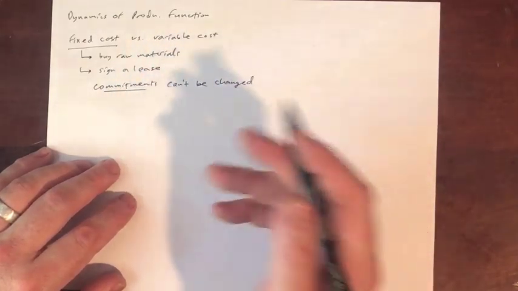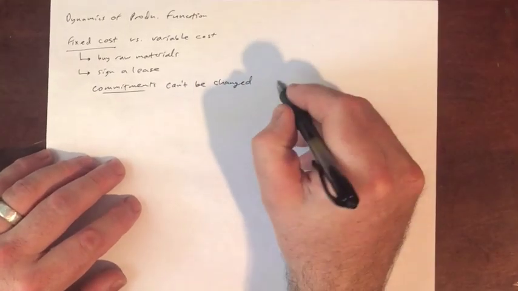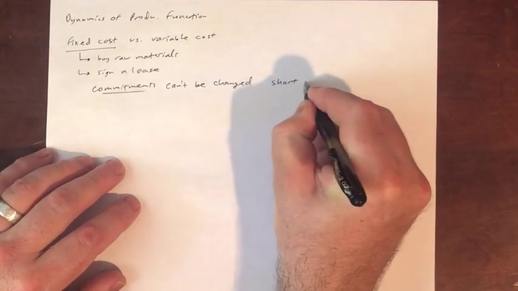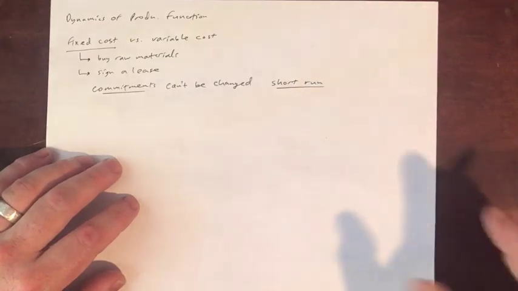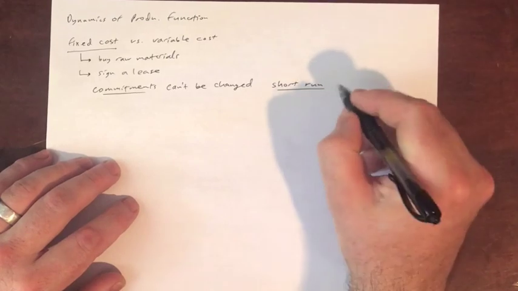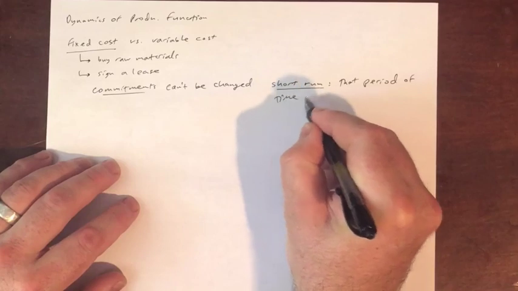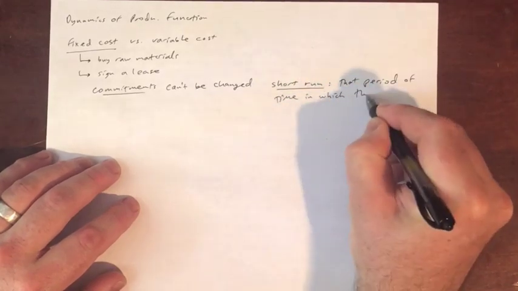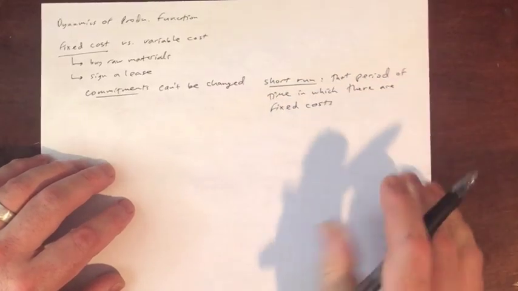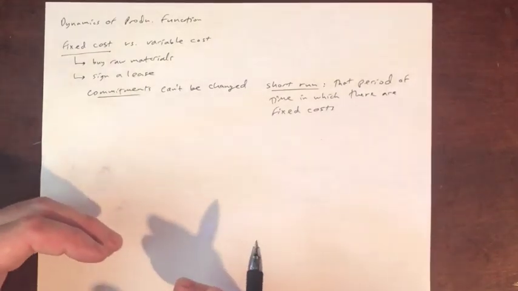So if something can't be changed during some time period, we have fixed costs. And the time period during which it can't be changed, we will call that the short run. Now we're going to define this in a kind of circular fashion, because the definition of short run means that period of time in which there are fixed costs. And we've defined it in such a circular way because we can't really say exactly what that is.